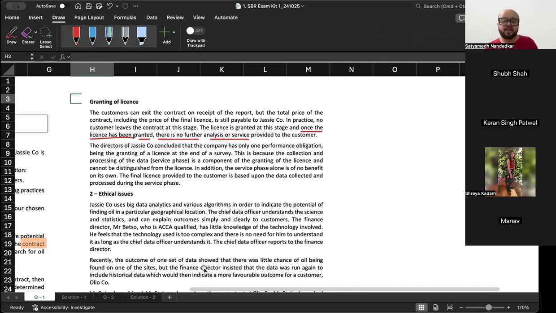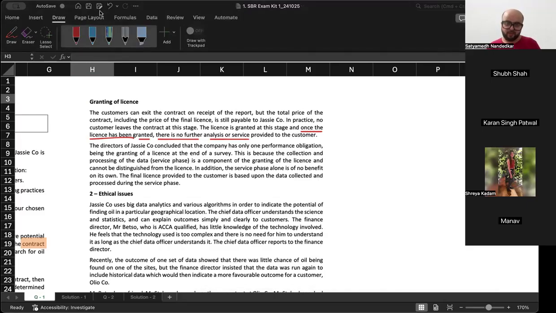The directors of Jassie Company concluded that the company has only one performance obligation, being the granting of license at the end of a survey. This is because the collection and processing of the data is a component of the granting of the license and cannot be distinguished from the license. In addition, the service phase alone is of no benefit on its own. The final license provided to the customer is based on the data collected and processed during the service phase.